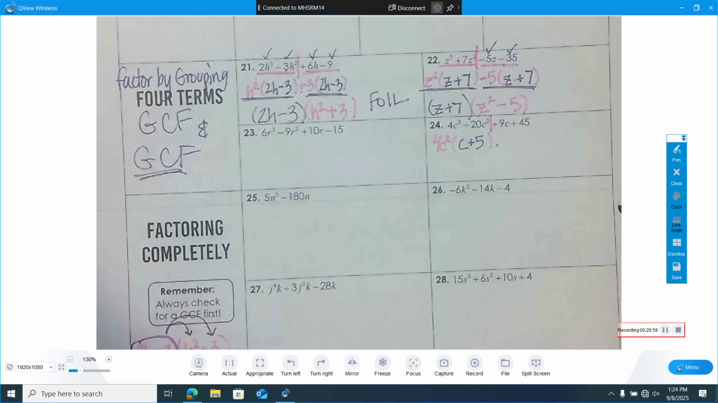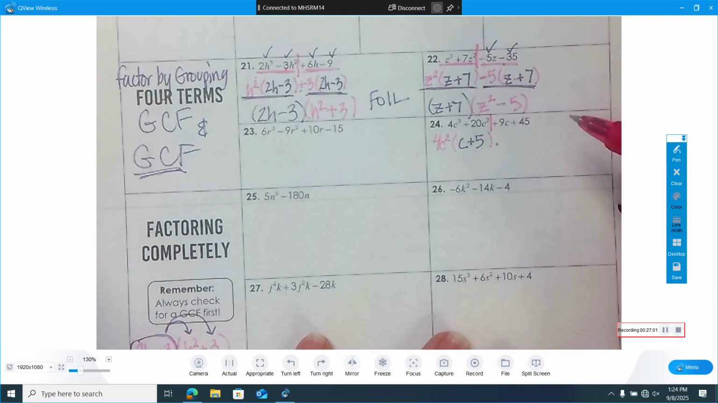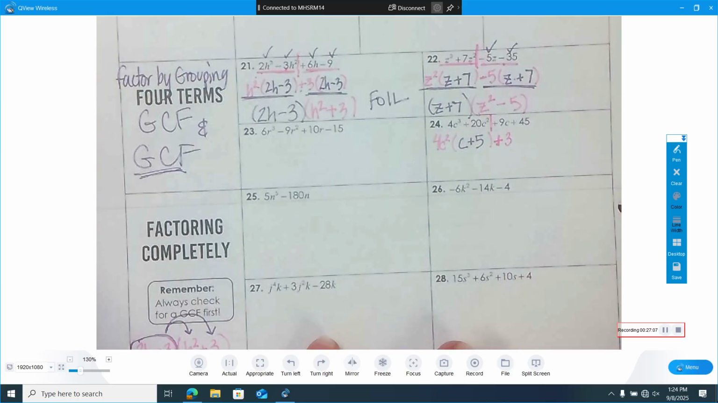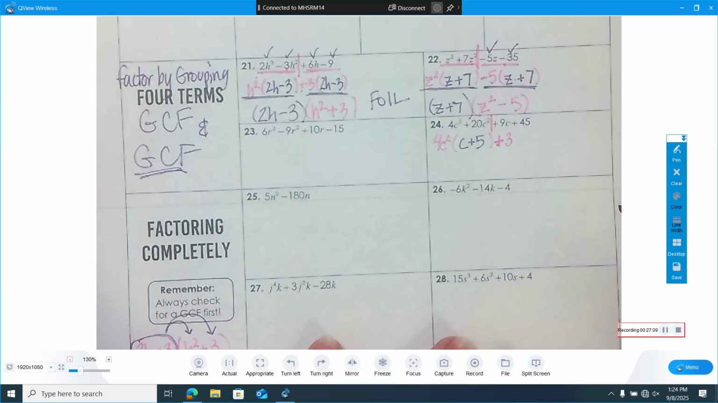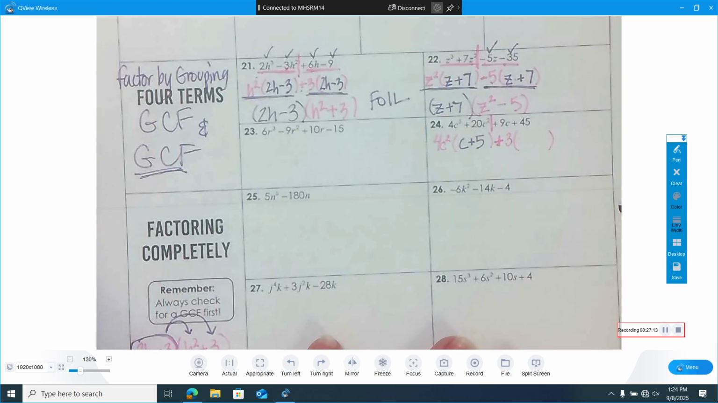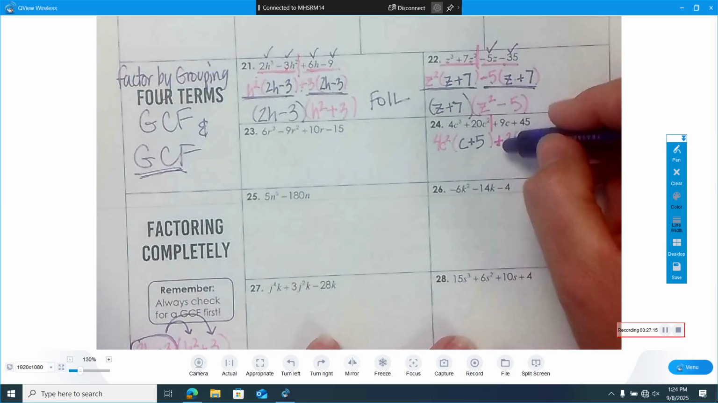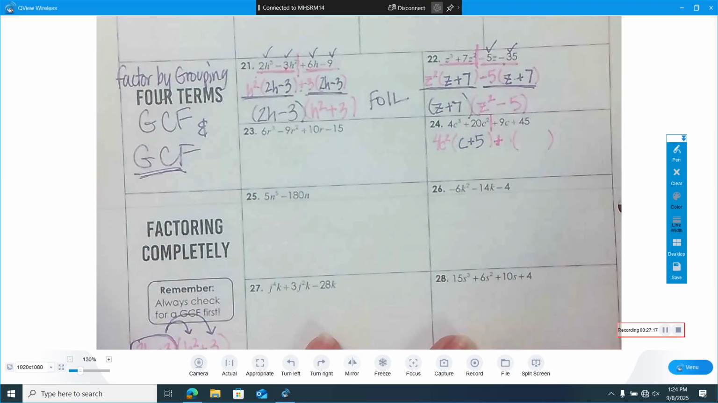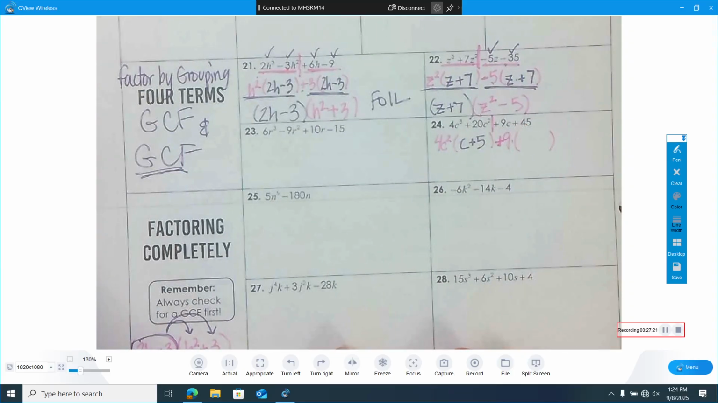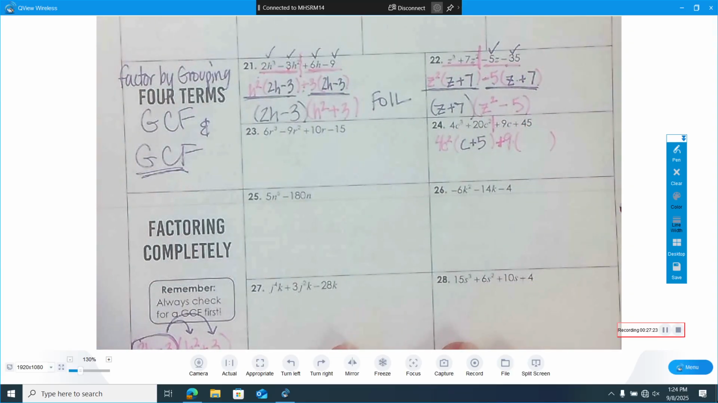Last two terms, what do they have in common? 9. A positive. You always need a sign, please. There must be a sign, positive or negative. We're going to take out a positive 3 from both of those. I'm sorry, no, it's not 3. What is it? 9. The greatest common factor is 9. That'll be a little better for us.